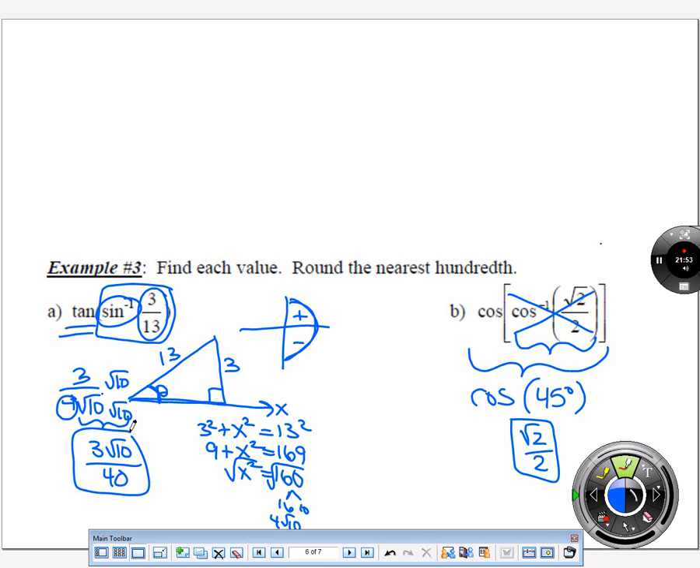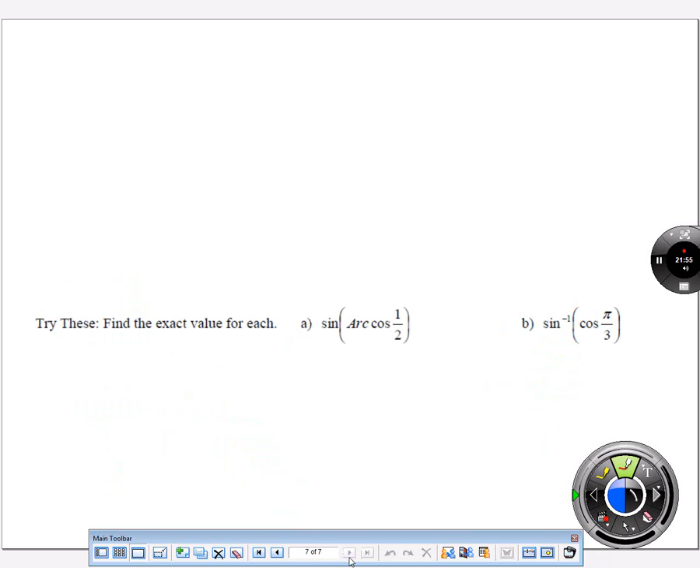Okay? All right, let's try 2 more of these, and then we'll be done. And then tomorrow in class we'll practice, and we're going to have a quiz just on the inverses.